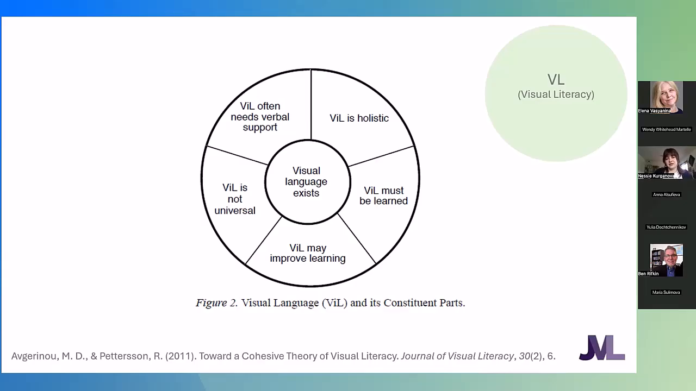So that brings me to another very important part, which is that visual literacy often needs verbal support. It's not enough to just show pictures, even though I have seen very interesting examples of language textbooks and guidebooks that are completely nonverbal. Still, visual literacy is most effective when connected with actual verbal language.